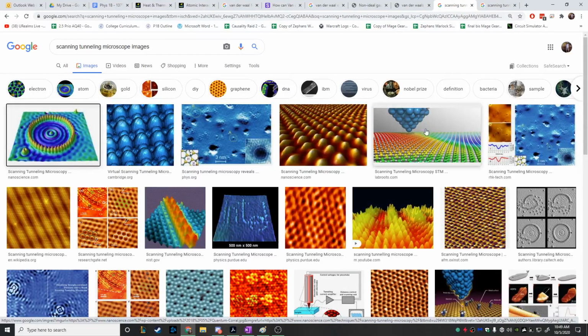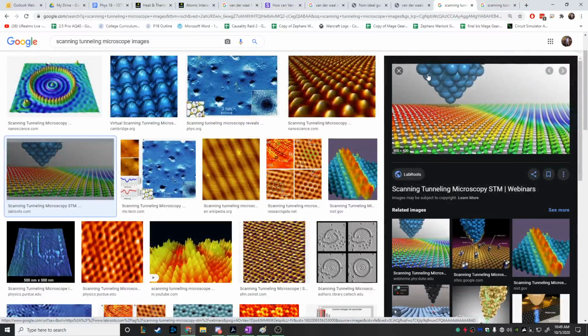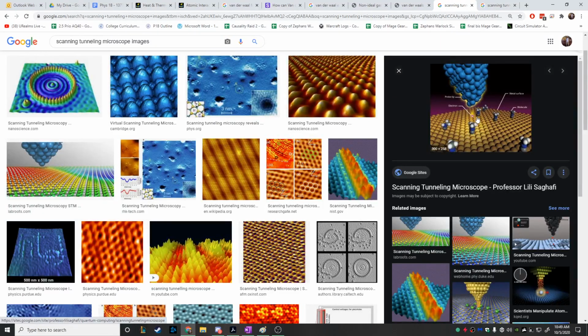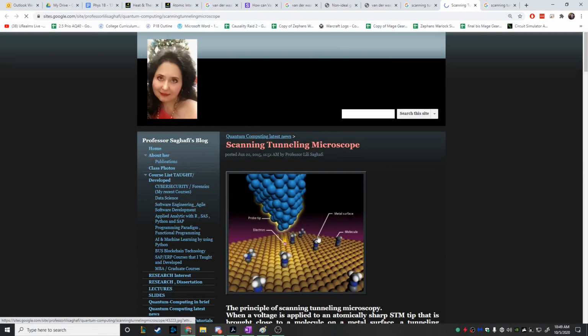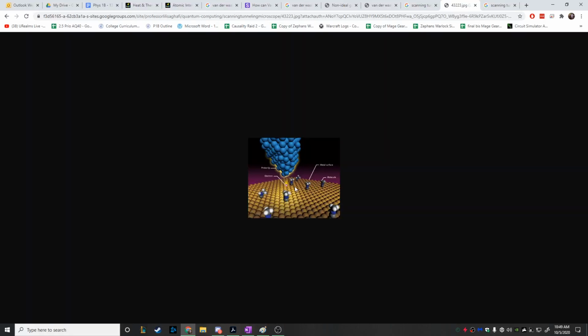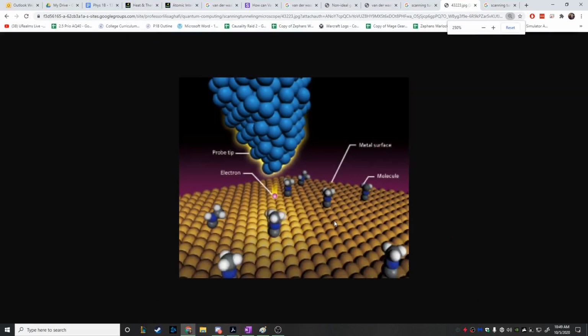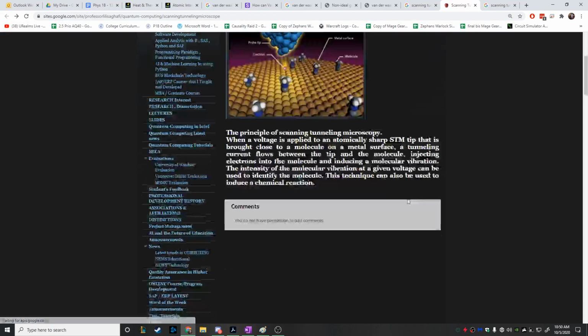But now, here's a great picture of a scanning tunneling microscope. This is like your needle that you get really close to the surface. This is actually a good picture of it. You've got your probe tip, and it's showing that there are electrons that are going to tunnel across this gap. And here are the individual molecules sticking up.